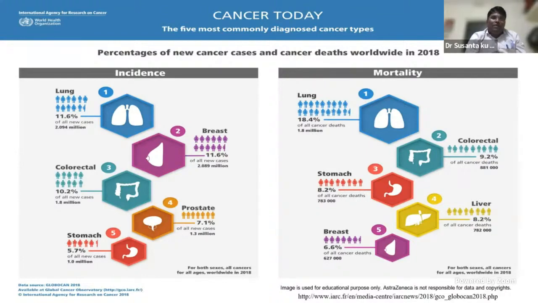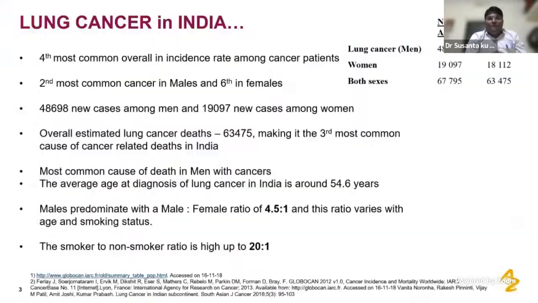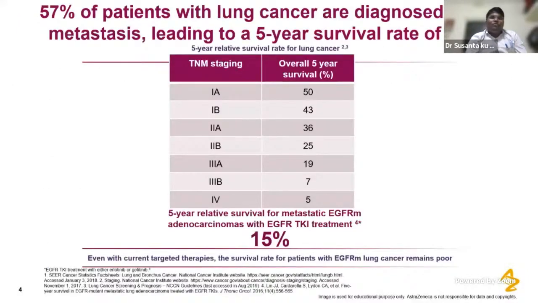All we know that lung cancer is one of the most common cancers along with mortality also. It is the most common in overall incidence rate among cancer patients in India, and second most common cancer in males and sixth in females. And here the male female ratio is 4.5:1, and smoker non-smoker ratio is 20:1. So as you see, what is the need of discussion?